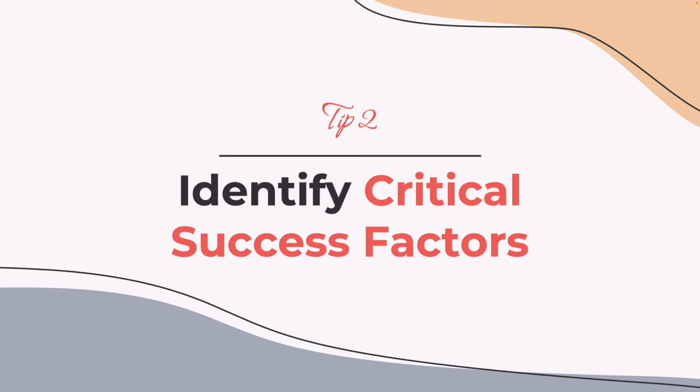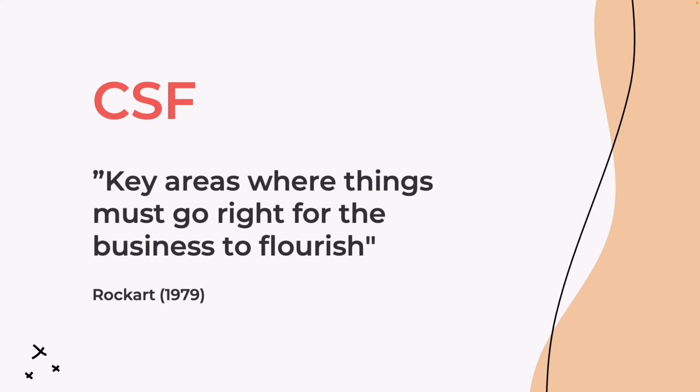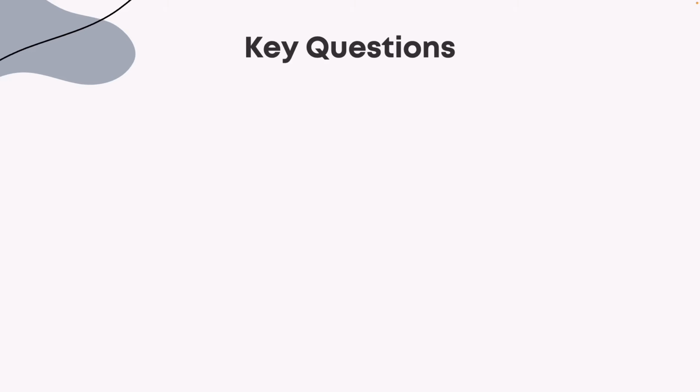Tip number 2, identify critical success factors. Once you've decided on the desired impact of your management development program, it's time to determine its critical success factors. CSFs are all the key areas where things must go right for the business to flourish. You need to pay close attention to these areas. They'll help you determine whether your program is achieving its intended results. There are some key questions that can help you identify the critical success factors, and here's some of them.